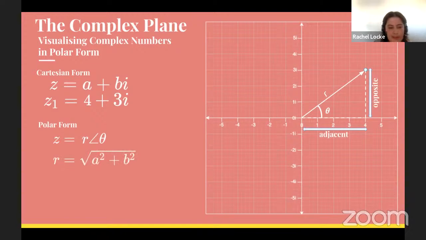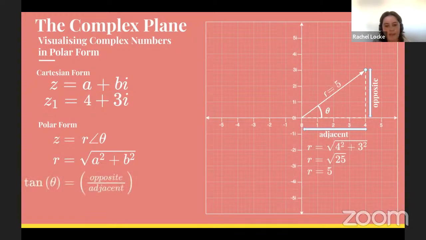First, we can calculate r with Pythagoras: r equals the square root of a squared plus b squared. And we can see from our complex number that our a is 4 in this case, and our b is 3. So let's plug those numbers in and see what we get. We simplify it to the square root of 25, and then we get the answer 5. So our magnitude r is equal to 5.